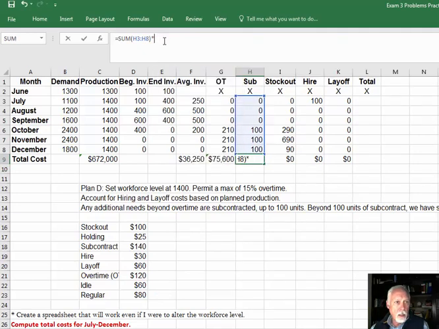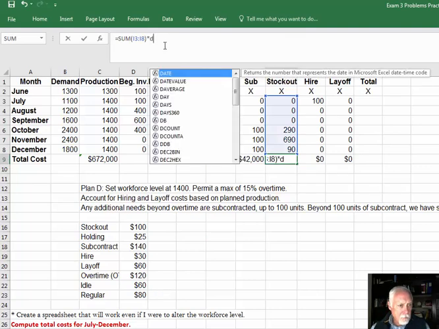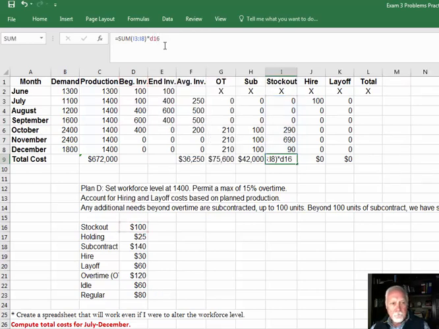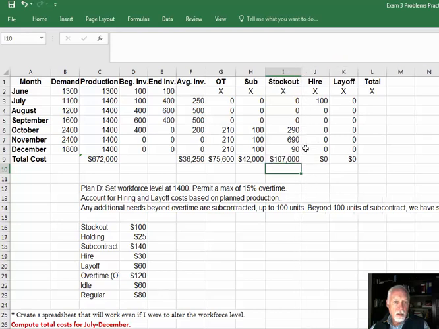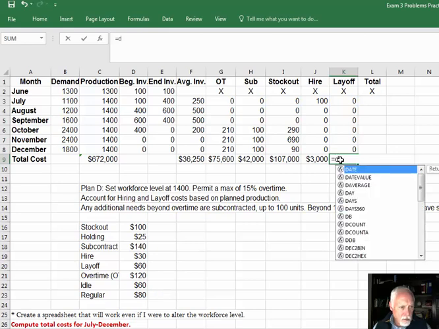Looks like maybe we won't have quite enough room. Whenever you see those asterisks, you don't want to leave them there. And then hire is D19, and layoff is D20.